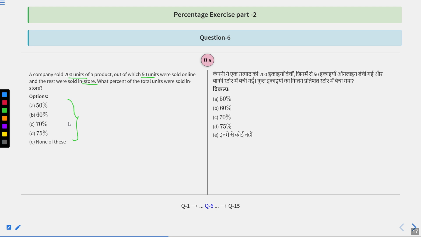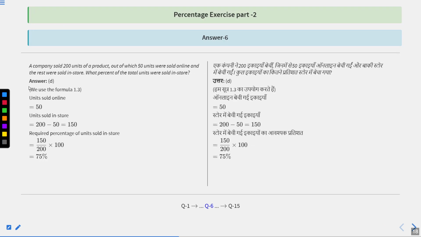Now time's up. Let's see the solution. Units sold online is 50. Okay. Units sold in store, we subtract 50 from 200, which is 150. Required percentage of units sold in store, 150 upon 200 multiplied by 100, which is 75%. So the correct answer is D.